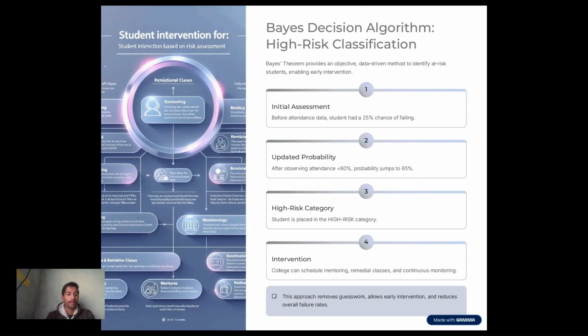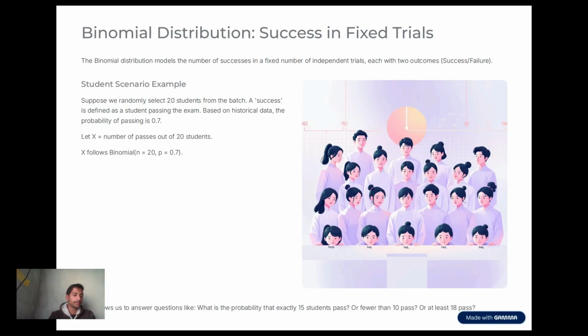Next slide. High-risk classification and intervention. Based on the updated probability, the student is placed in the high-risk category. This approach removes guesswork. It enables targeted actions like academic mentoring, remedial classes, and continuous monitoring. Colleges can use such predictive models to reduce failure rates effectively. Moving on to the next question.